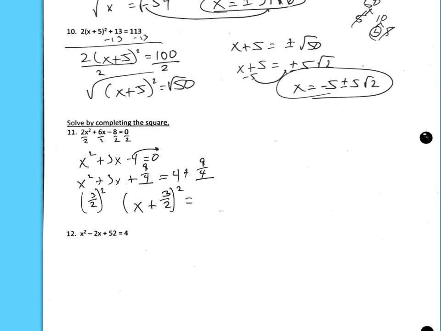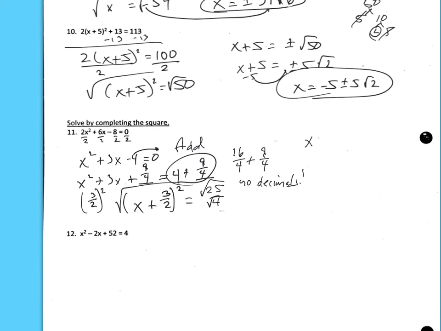Over here, add these up. If you need the calculator, do it on the calculator. It's 16 fourths plus 9 fourths, it's 25 fourths. No decimals. We want fractions because we can take the square root of a fraction really well. So we have x plus 3 over 2 equals plus or minus 5 over 2. Move this over here, so we get x equals negative 3 over 2 plus or minus 5 over 2.